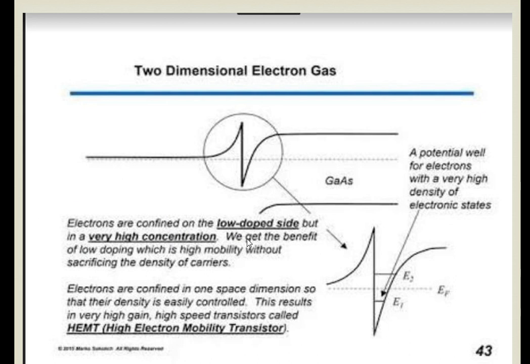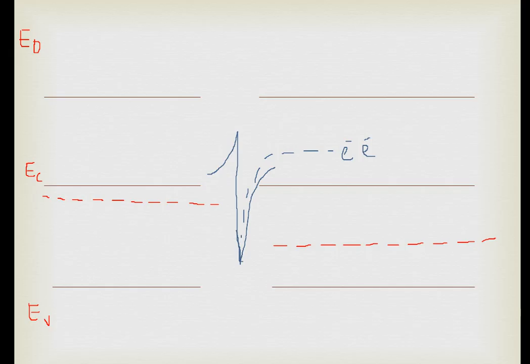So we get the benefit of low doping, which is high mobility without sacrificing the density of carriers. So the electrons are confined in one space dimension so that their density is easily controlled. This results in very high gain, high speed transistors. Those are called the high electron mobility transistor.